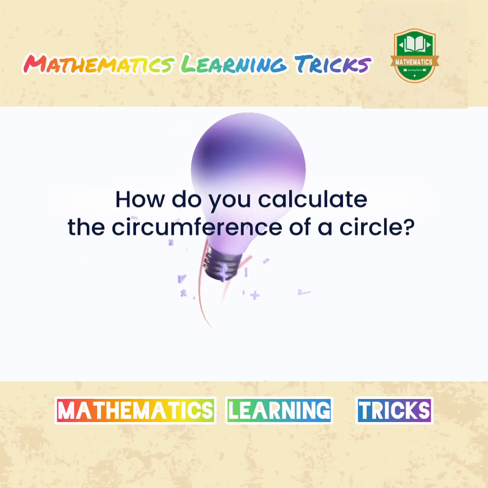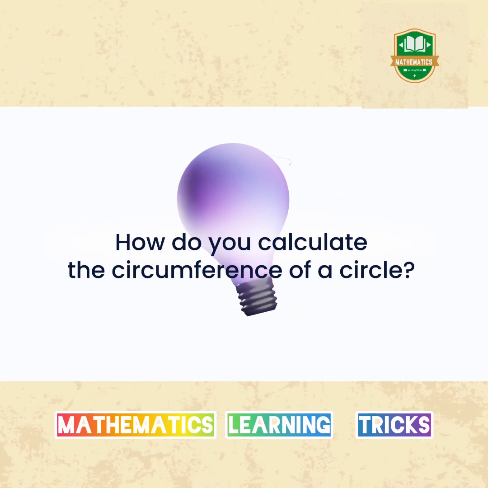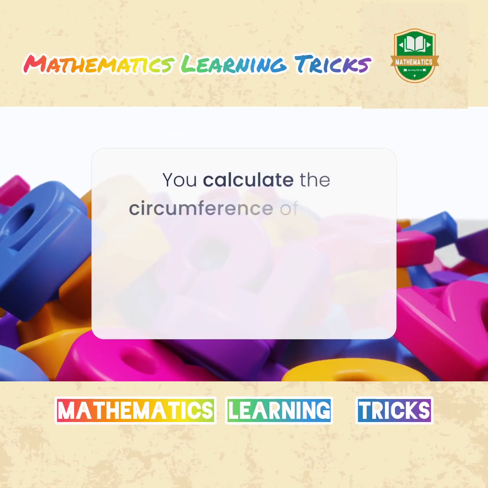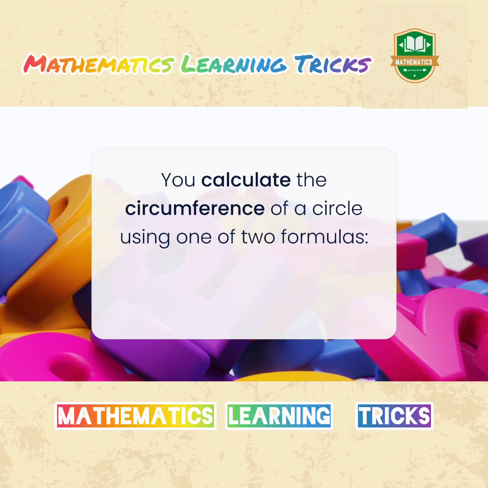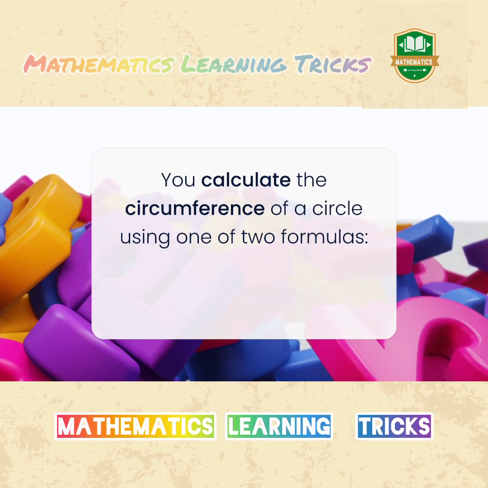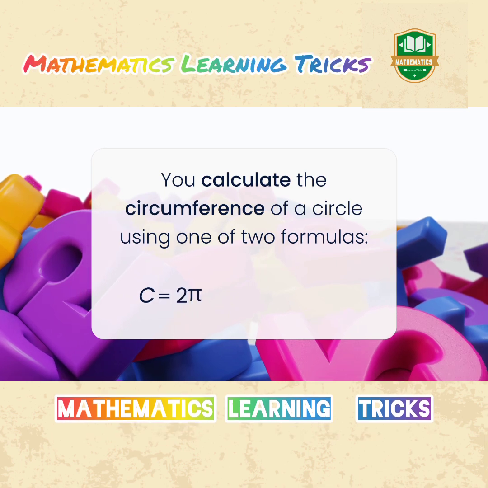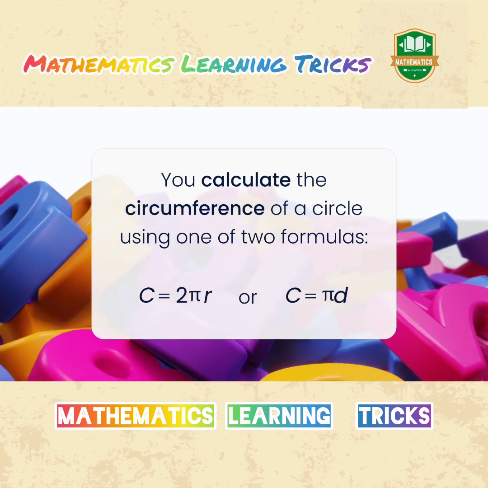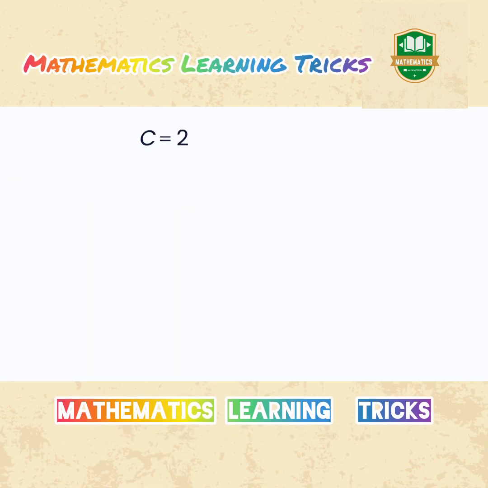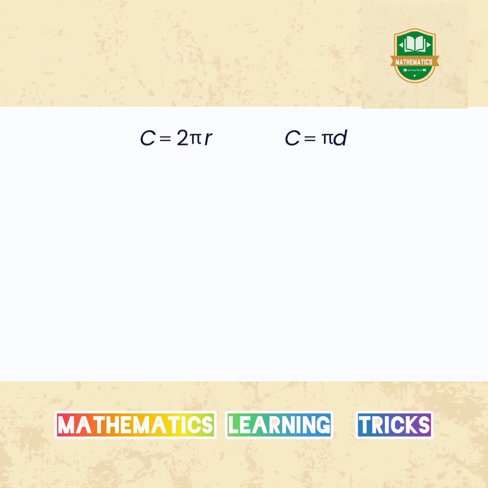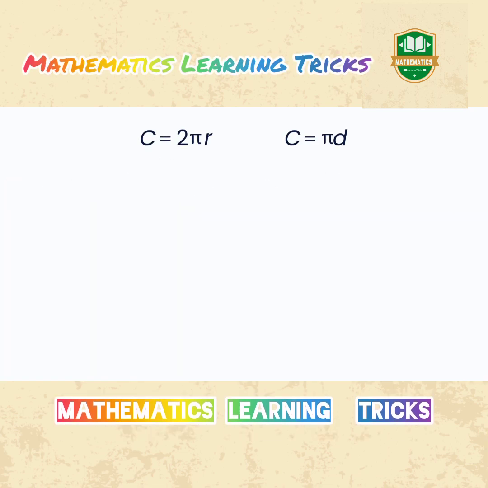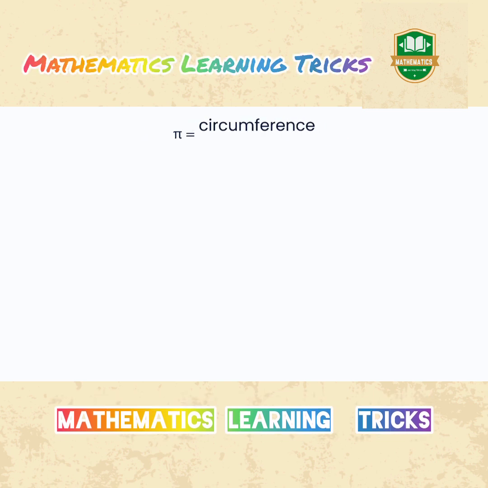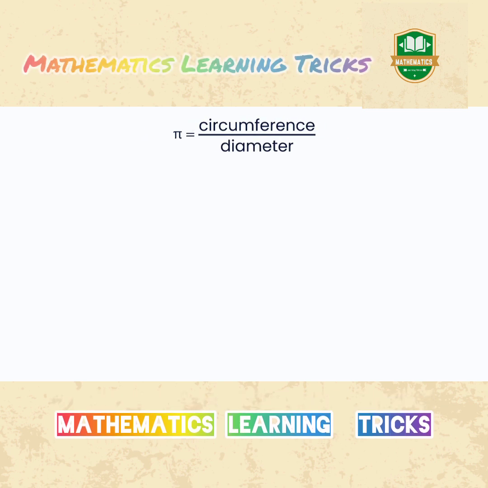How do you calculate the circumference of a circle? You calculate the circumference of a circle using one of two formulas. C equals 2 pi r, or C equals pi d. These formulas follow directly from the definition of pi, which states that pi equals circumference divided by diameter, or just C over d.